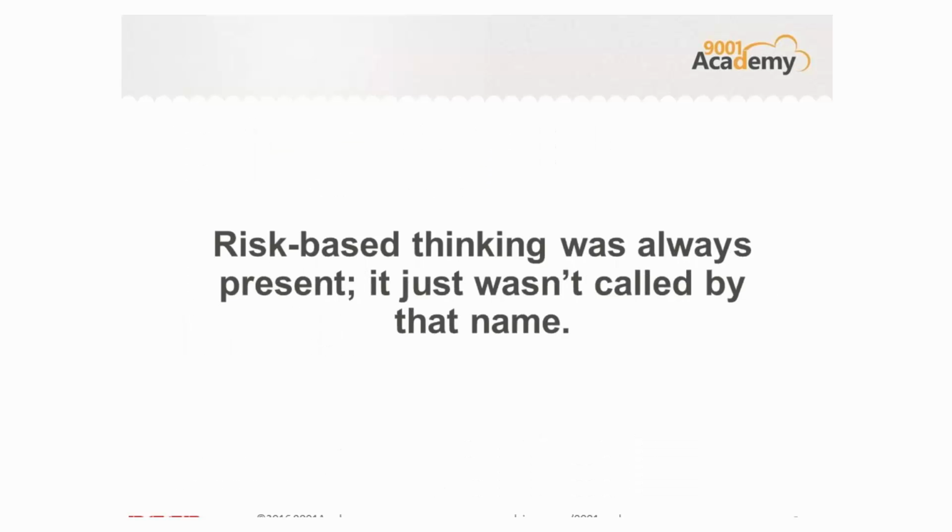Risk-based thinking is something that we do automatically. For example, if I wish to cross a road, I look for traffic before I begin. And I will not step in front of the moving car.